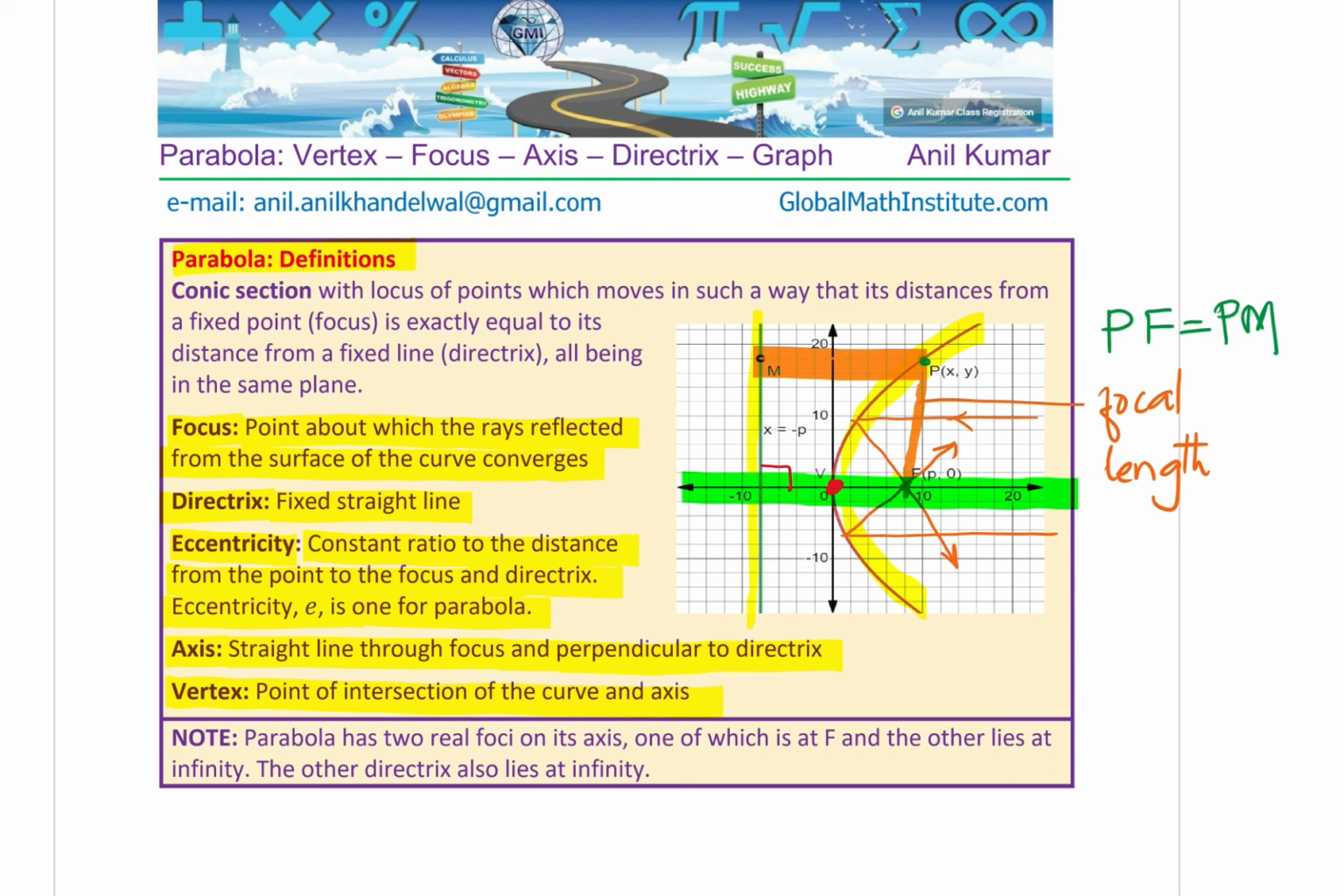A very interesting fact about parabolas is that they actually have two real foci on their axis, one of which is at F as shown here, and the other one lies at infinity. The other directrix also lies at infinity. So parabolas actually have two foci and two directrices.